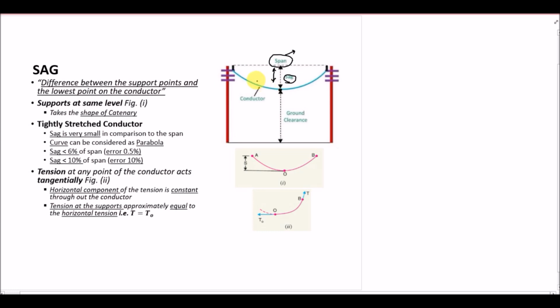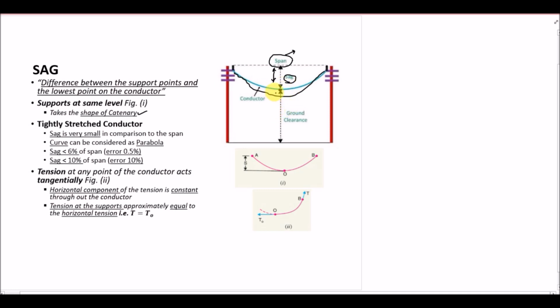So now this particular curve, this is the shape of catenary, and this is formed whenever we have a conductor that is hanging between two supports. So if we have a conductor which is very tightly stretched, means the tension in the conductor is very high, then the sag is very small, and if the tension is small, then the sag will be larger. So tension and sag, these are inversely proportional.